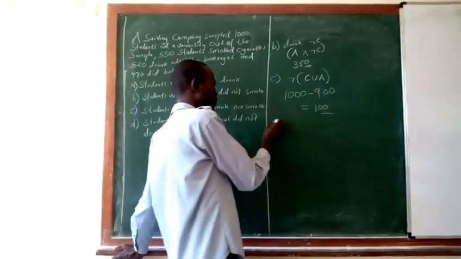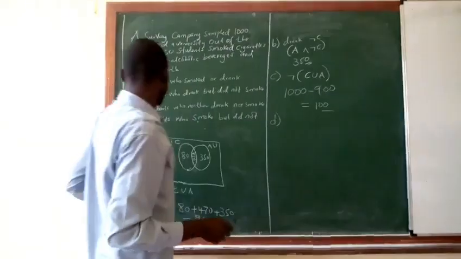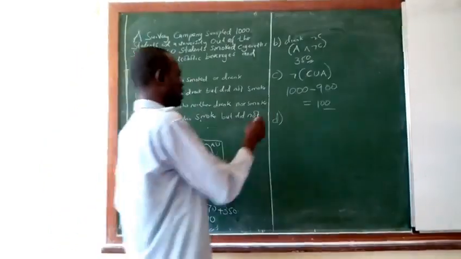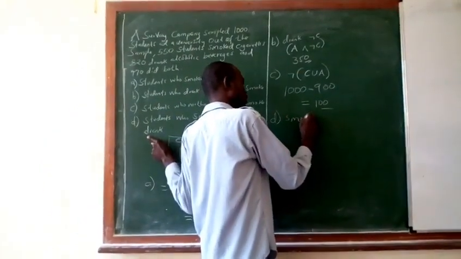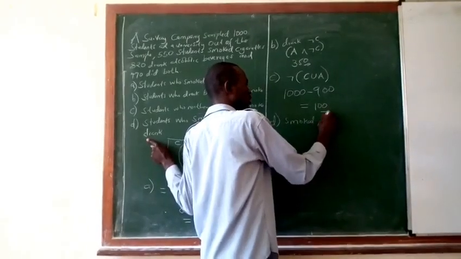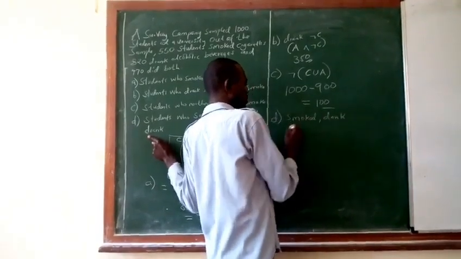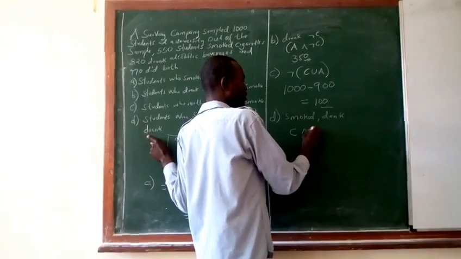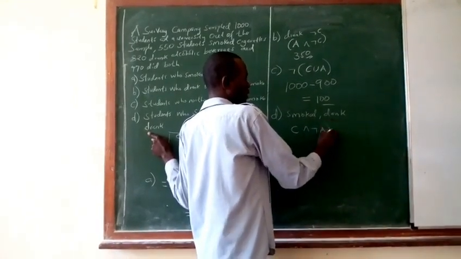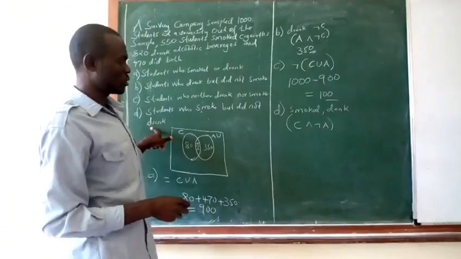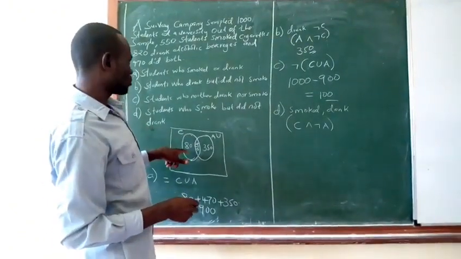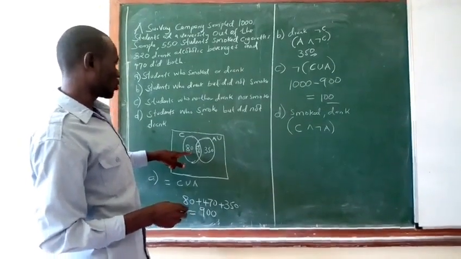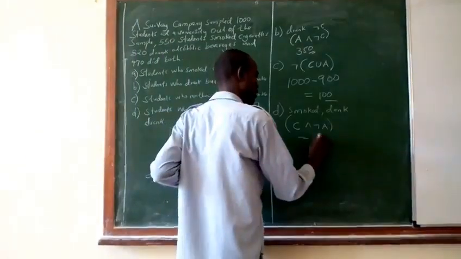Then lastly, the students who smoked but did not drink. They smoked but did not drink alcohol. So in this case, we pick the cigarette smokers only. So it will be 80.